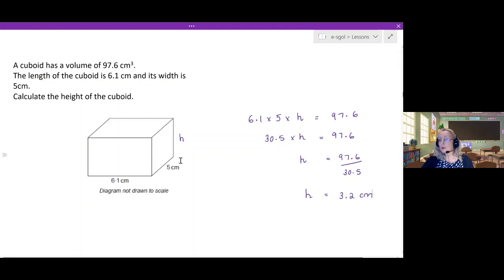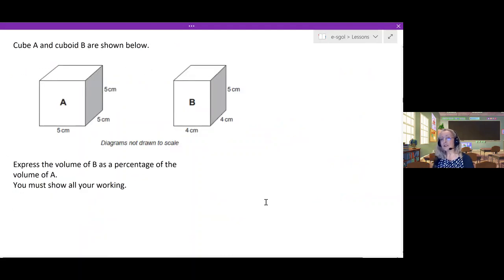Okay, next question. So here it says, cube A and cuboid B are shown below. Express the volume of B as a percentage of the volume of A. You must show all your working. So this is a slightly different question where they're using volume, but we've also got percentage increase in here as well.